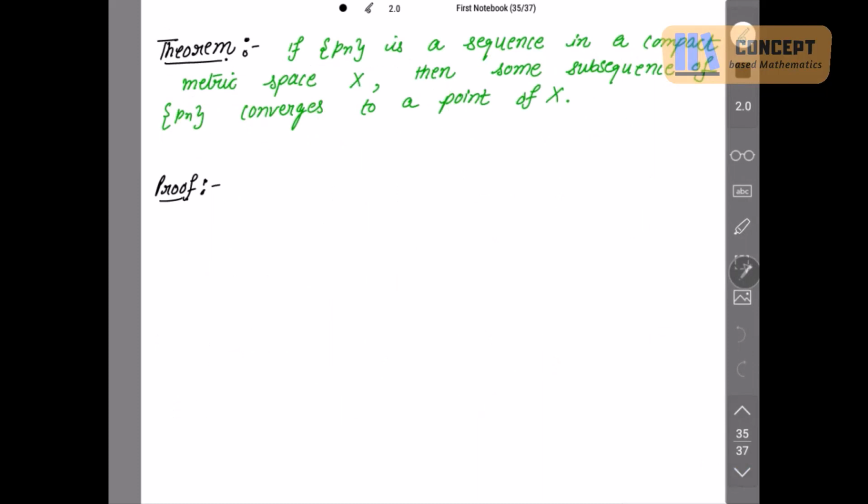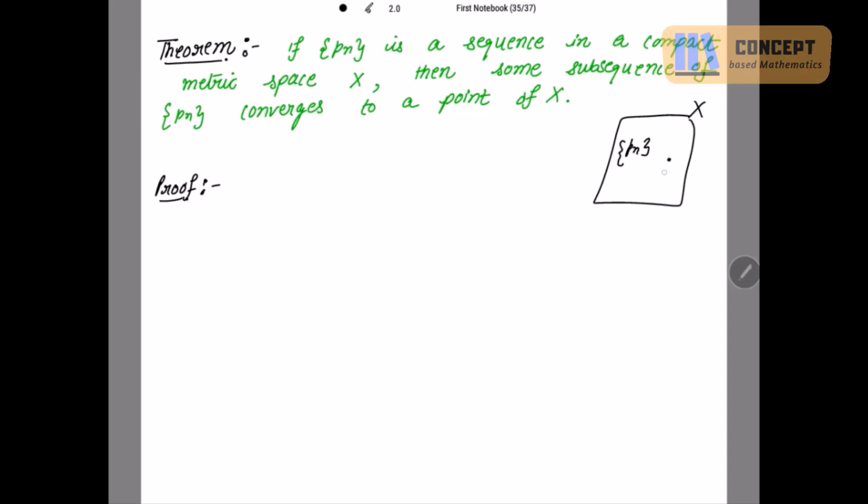Okay, let's do a theorem for this subsequence. If Pn is a sequence in a compact metric space X, then some subsequence of Pn converges to a point of X. Now we are given a compact metric space X, and we have a sequence Pn in this metric space X. Then there is some subsequence of Pn converging to a point of X. There is a point in X to which a subsequence of this Pn sequence converges. This we have to prove.